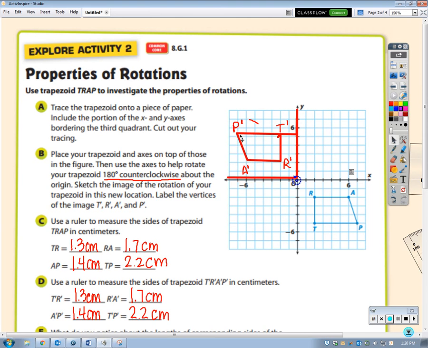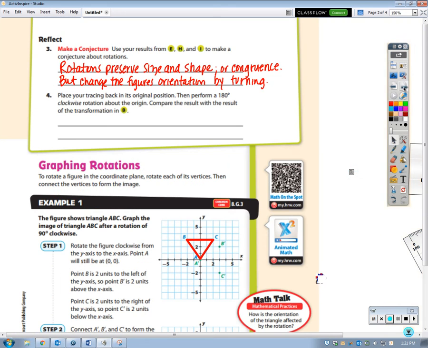So let's go ahead, and we're going to take this back to its original position. Okay, and so what we did is we went counterclockwise. What it wants us to do now is go clockwise 180. So what do you notice? Counterclockwise 180 ended here, and clockwise 180 ended in the same location.